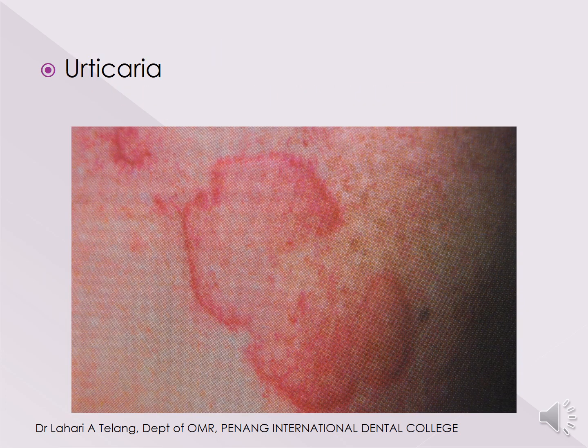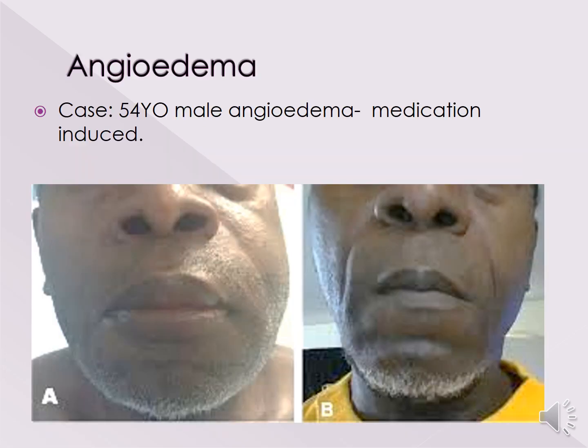This is an example of urticaria where you see large erythematous lesions on the skin, which could be raised as well. Angioedema is swelling of the face, which can subside after appropriate medication or some time. It could be because of any medication, for example seen in this patient where you have swelling of the lips and the face on one side, which has subsided after medication has been given.